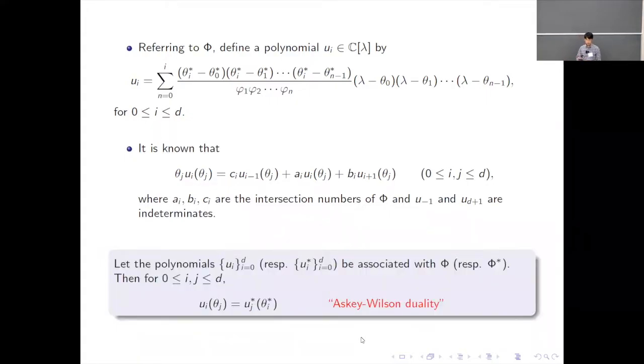Then the two sequences of polynomials, u I and u I star, satisfy these nice relations called Askey-Wilson duality. In the early 1980s, I think, Leonard proved that the polynomials satisfying this Askey-Wilson duality are the q-Racah polynomials and their limiting and special cases in the Askey scheme. Actually, there is a relationship between these polynomials and the parameter arrays of the Leonard system Phi. Let me briefly explain how.